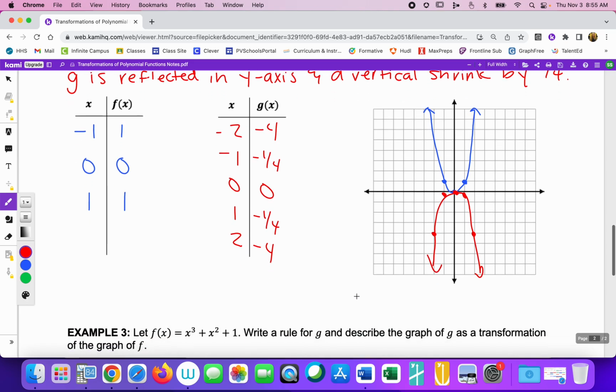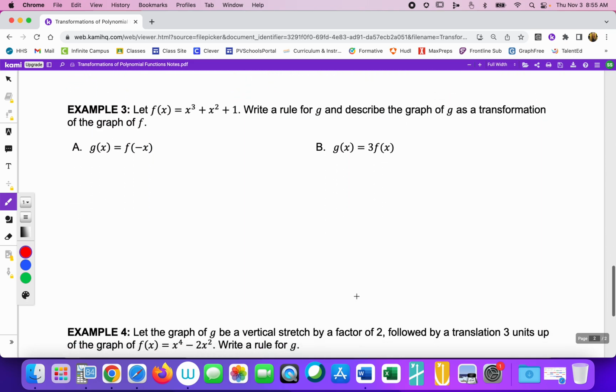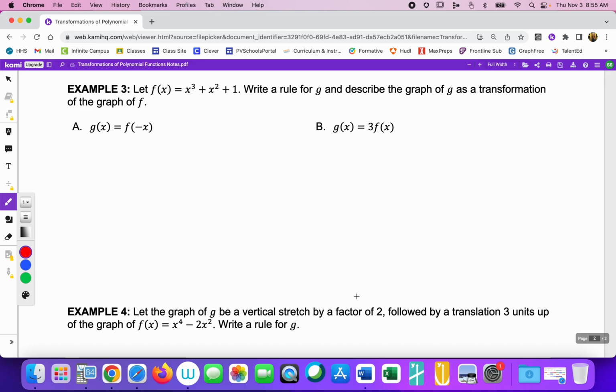Okay, the rest of the time we're not graphing, we are writing new functions and describing the transformations. So let f of x for both of these be x cubed plus x squared plus 1. So that's the original. We're going to write a rule, meaning an equation for g, and we're going to describe the transformations that are happening as well. So I'll tell you what to do here, but saying g of x is f of negative x. So looking back at your chart on the front, what if we were to graph that, what transformation is that?